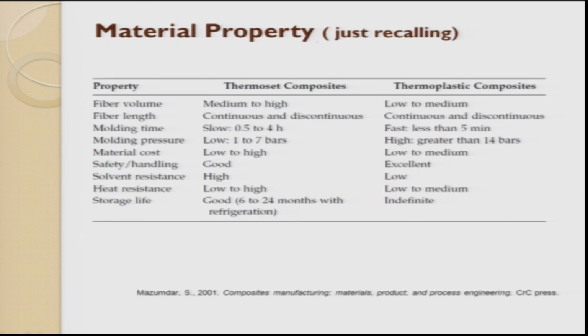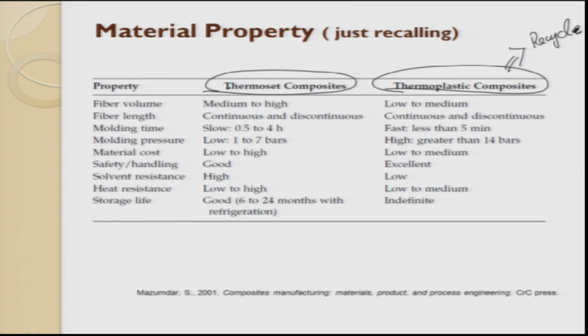So this is just a recap. You can see that we saw about thermoset and thermoplastic composite. Thermoplastic, the major thing is that it is recyclable. But here it is non-recyclable. The fiber volume fraction, it can go from medium to high here, and from low to medium there. Why? Because when you keep a preform and the matrix is in a liquid state, it can easily flow and take a shape.